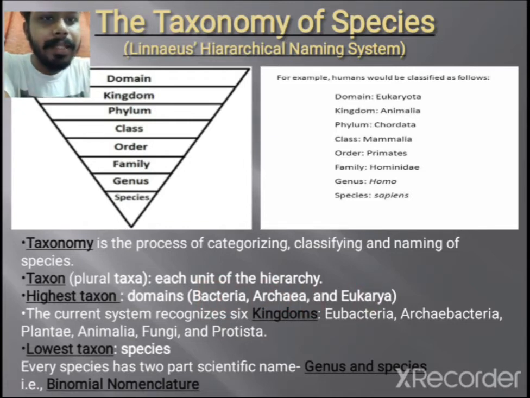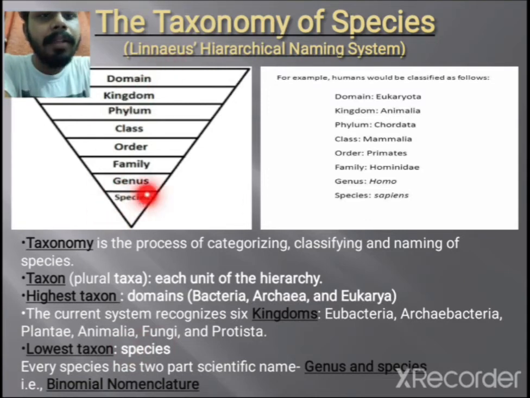Okay, and the next taxon is the kingdom. According to this taxonomic hierarchy, there are 6 kingdoms present to represent all the different types of living organisms. So all the different types of organisms are categorized into different kingdoms according to their characteristics. So those kingdoms are Eubacteria, Archaebacteria, Plantae, Animalia, Fungi and Protista. Okay, and the lowest taxon is the species.